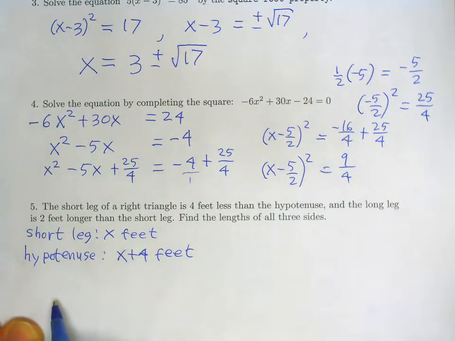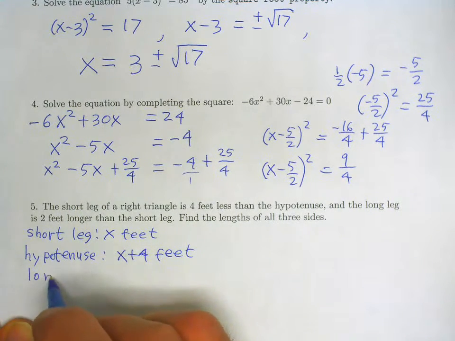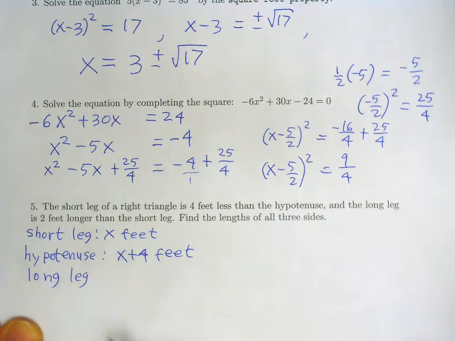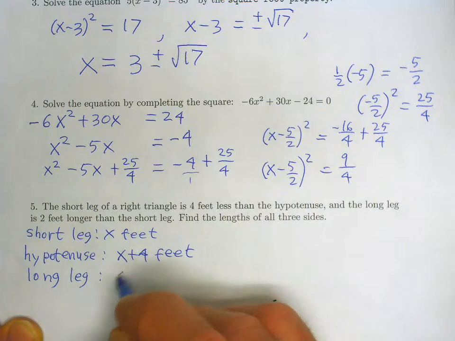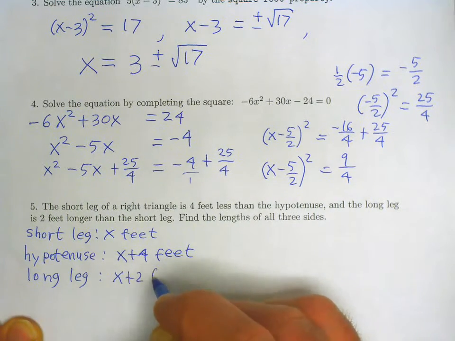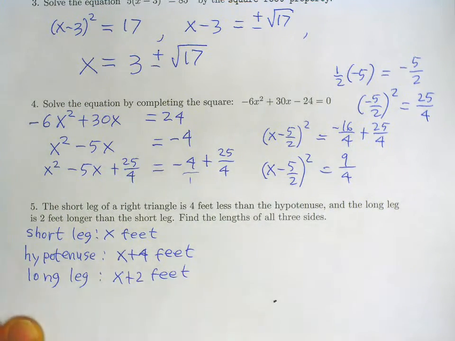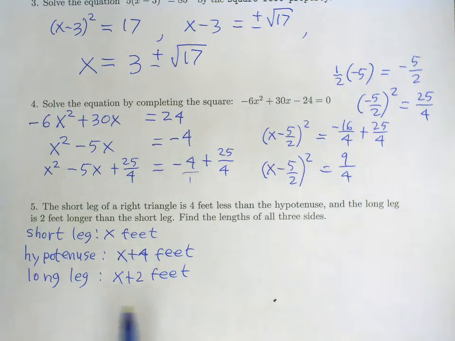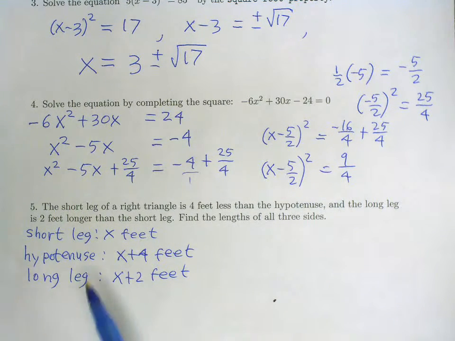And then the long leg is 2 feet longer than the short leg. So since the short leg is x feet, the long leg is x plus 2 feet. Okay, so this is how we represent the lengths of the 3 sides of a right triangle. So we're going to apply the Pythagorean theorem.